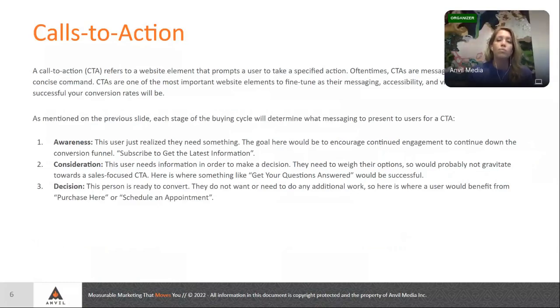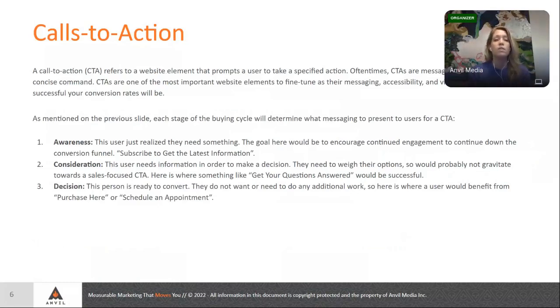So these are probably some of the more important website elements that we are looking to really fine tune and perfect, because their messaging, their accessibility, their visibility, all of those are really going to determine how successful your conversion rates will be. So kind of tying that back to the buying cycle and understanding how we can communicate to each user who's in each of the phases of the buying cycle.